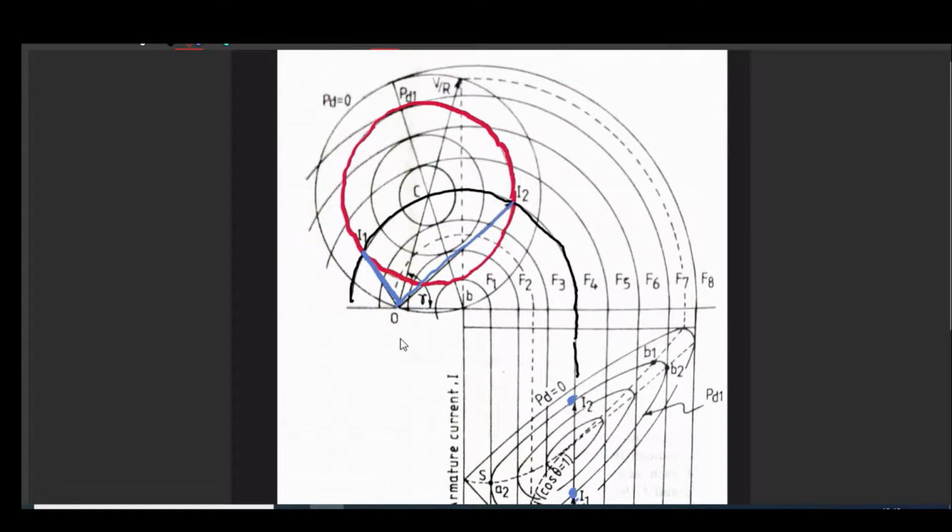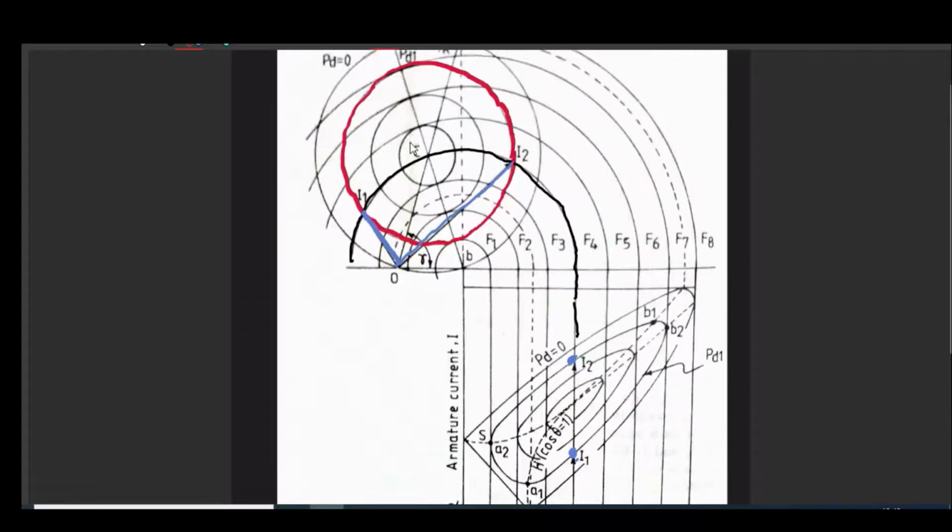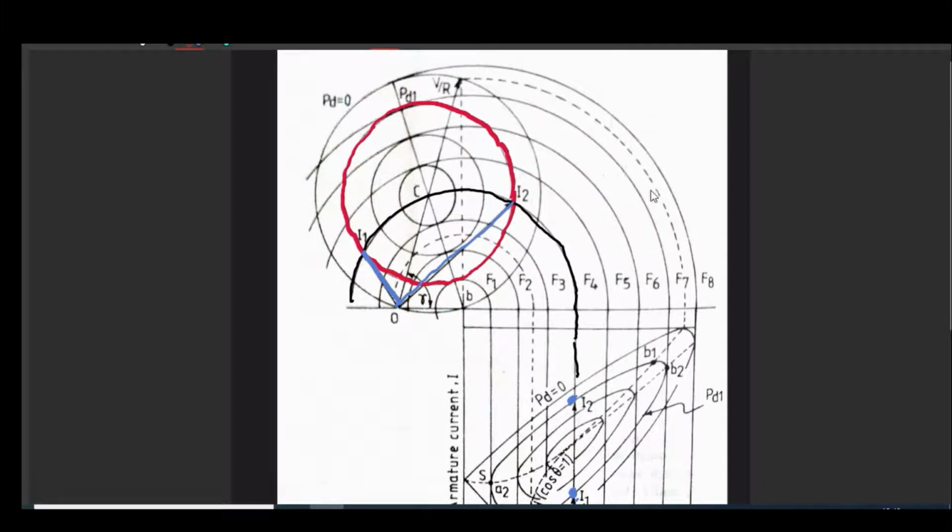Now here we must not overlook a factor: can you tell me which one is leading and which one is lagging? Obviously this V by R is our guiding line. If some current phasor is in this way, then it is lagging. So I2 is lagging, I1 is leading.